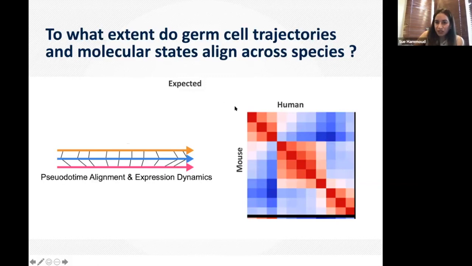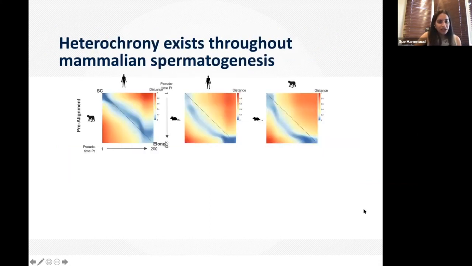And so what you would expect to see, if the differentiation trajectory is mirrored in both populations, is high heat on the diagonal and high correlation between the species. What we actually notice is that when we compare between human and macaque, or human and mouse, or mouse and macaque, this high heat on the diagonal is really not observed. So there's a lot of maneuvering away from the diagonal when comparing across species, suggesting heterochrony exists across the spermatogenesis trajectory across the 3 individual species.